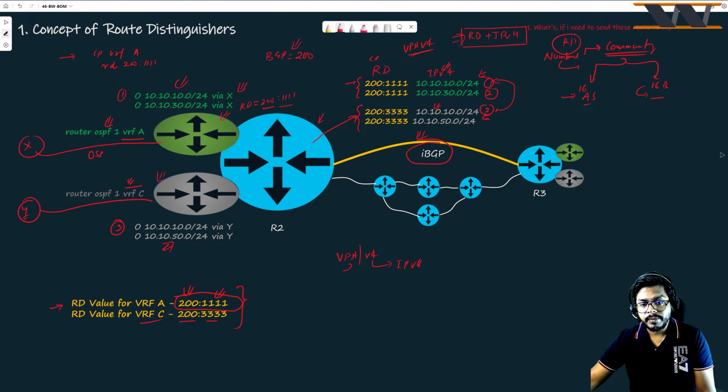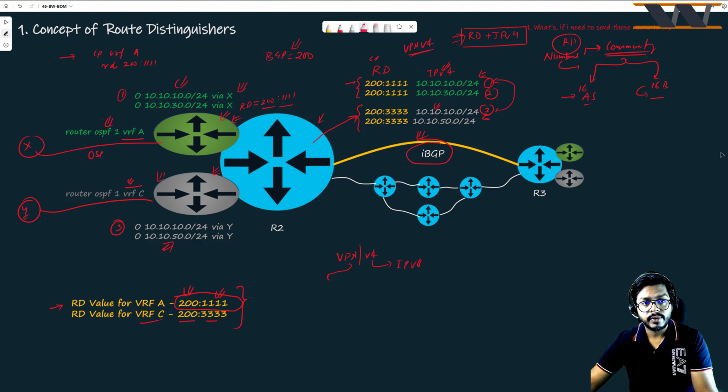But why VPN? Because we have different VRFs, right? We have VRF A, we have VRF C exactly here, right? Some routes are from VRF A, which is the green router, and some routes are of VRF gray, which is your VRF C. It is as simple as that. It means that we are having routes from different VRFs.